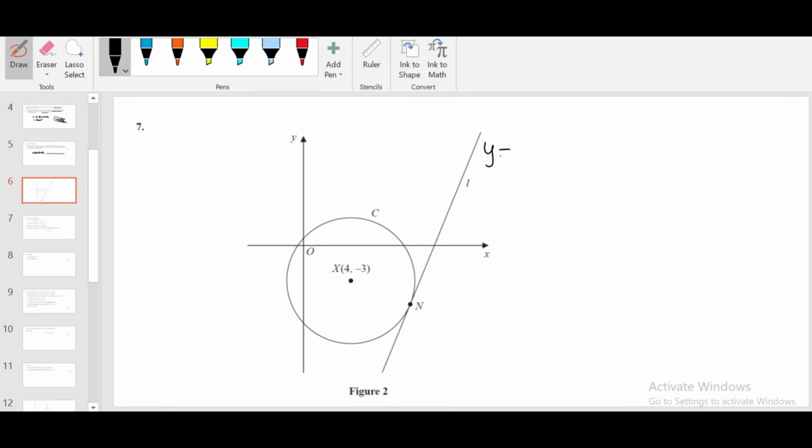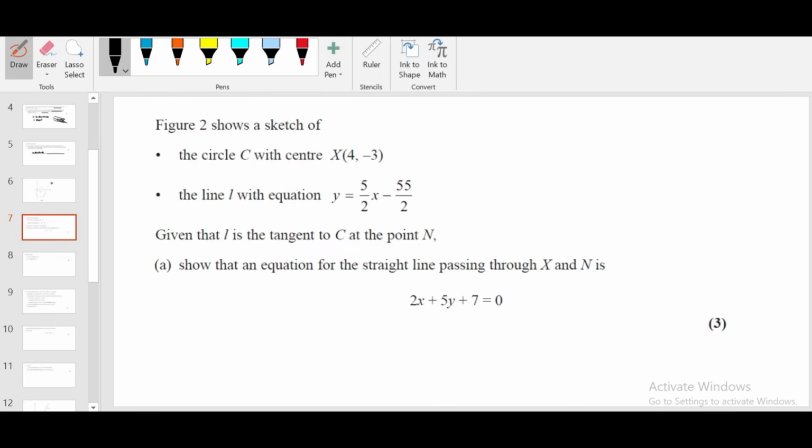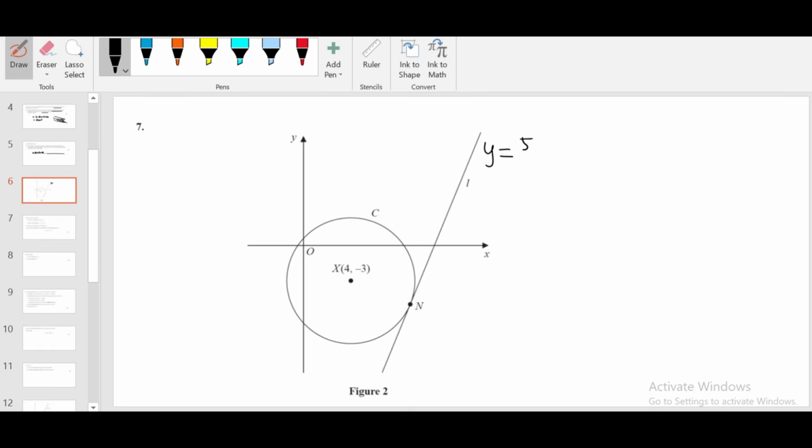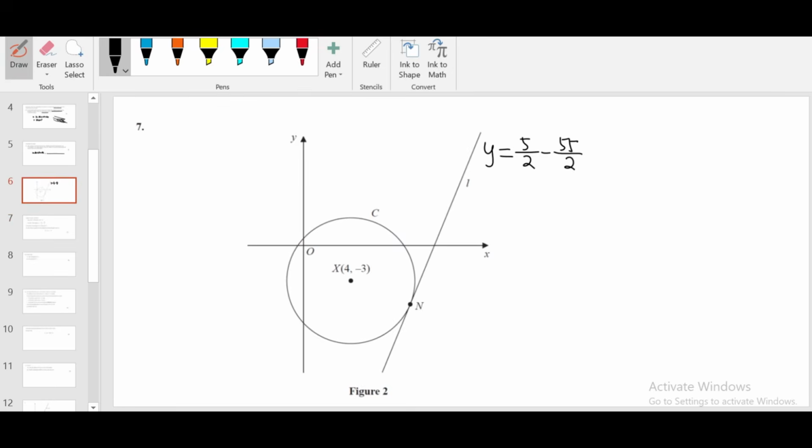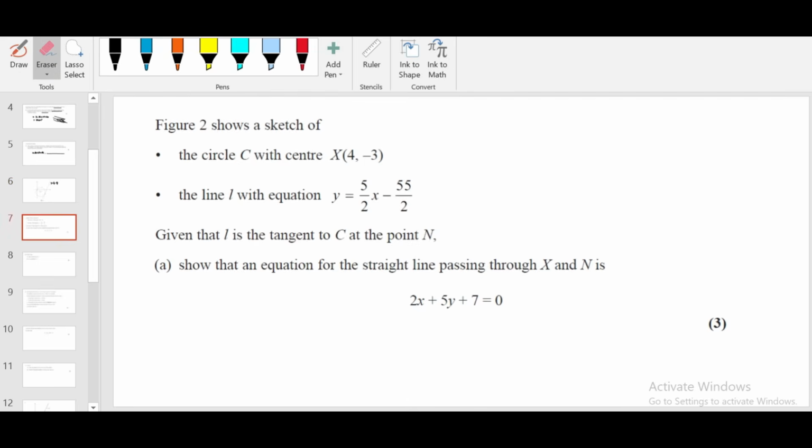The equation of the line is given as y = 5/2x minus 55/2. The line is a tangent to the circle at point N. Yes, apparently from the figure we can see the line is tangent at this point. Find and show that an equation of the straight line passing through X and N is this.